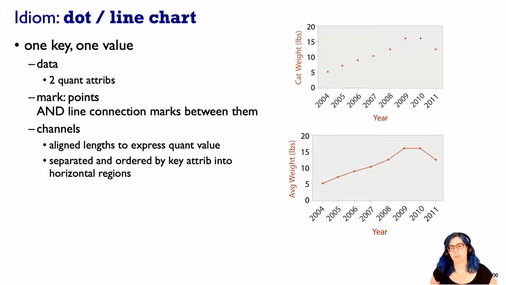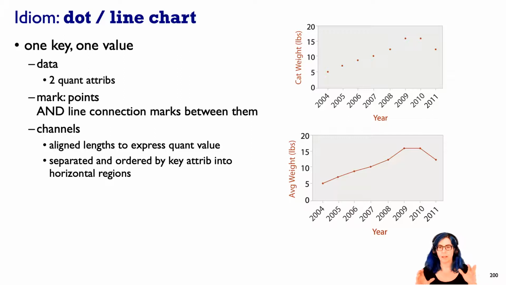Okay, let's think about another common chart type and do that systematic analysis with this. What about a line chart? And let me start actually by analyzing just a dot chart. So what are we doing here? We've got, again, one key and one value. So our data here is two quantitative attributes.